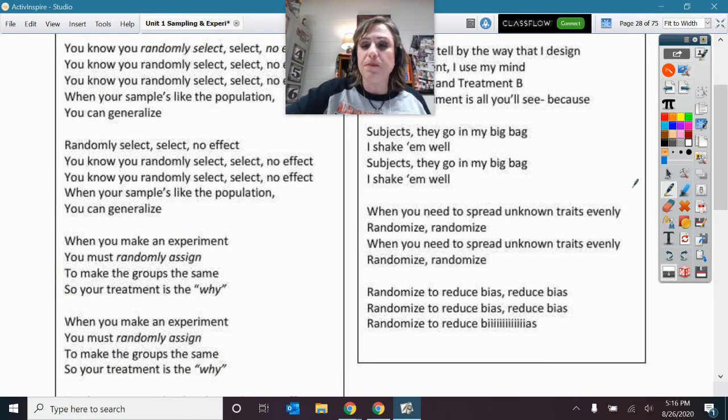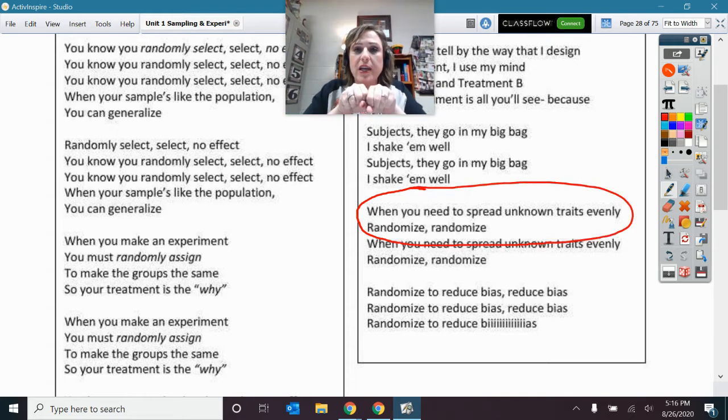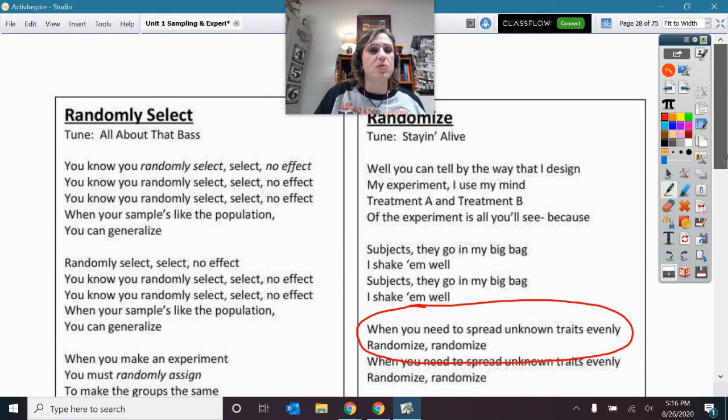Look, I talked about this. When you need to spread unknown traits evenly to the treatment groups, you're going to randomize. You're going to randomly assign and spread those unknown traits evenly to reduce bias. Randomize to reduce bias.